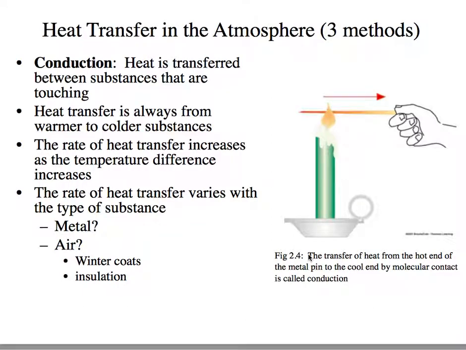Heat transfer in the atmosphere. There's three different ways we transfer heat in the atmosphere. It's conduction, convection, and radiation. Conduction specifically is transferring heat between substances that are touching. That's all you need to know for this. So we actually heat up the atmosphere through conduction. Actually, we heat it up with all three methods.